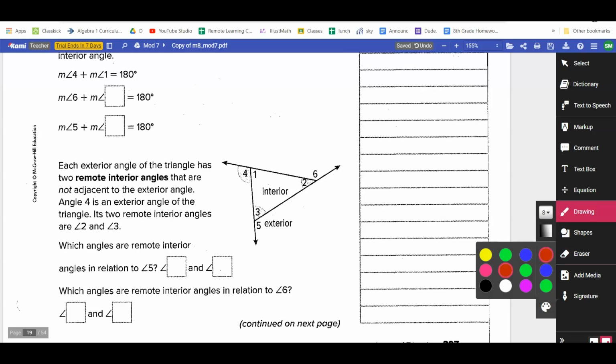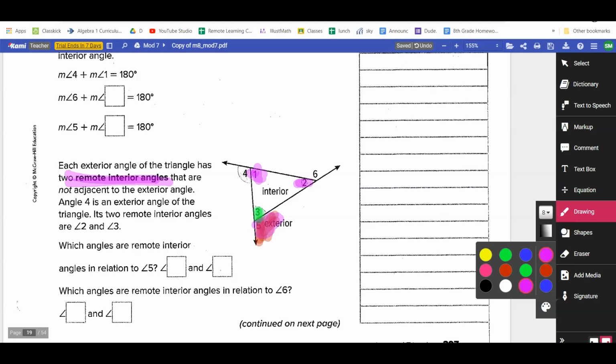If I take a look at my exterior angle right here, say number 5, what is the closest interior angle? That's 3, right? But what is the furthest away? 1 and 2. Those are your remote interior angles. They are furthest away from number 5, and they're on the inside of the triangle. So 1 and 2 would be my remote interiors. That is what you have to know.